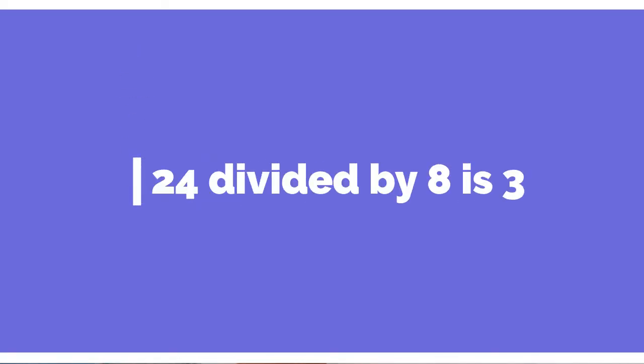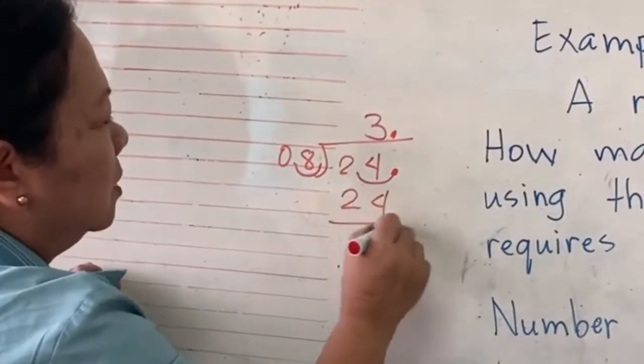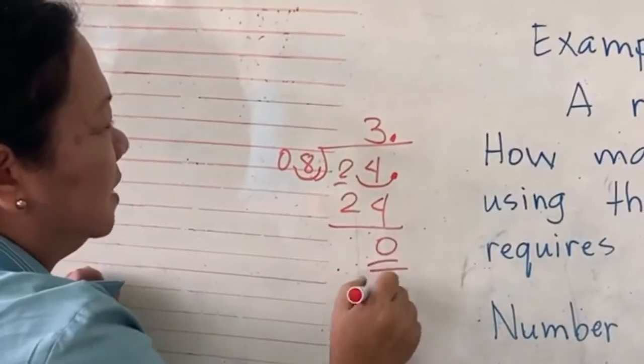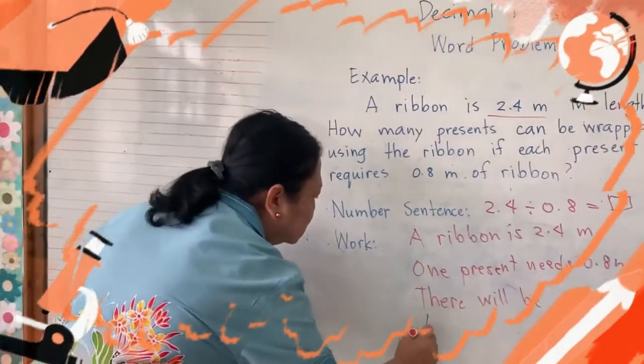24 divided by 8 is 3. 3 times 8 is 24. 24 minus 24 is 0. No more. Therefore, the answer is 3 presents.